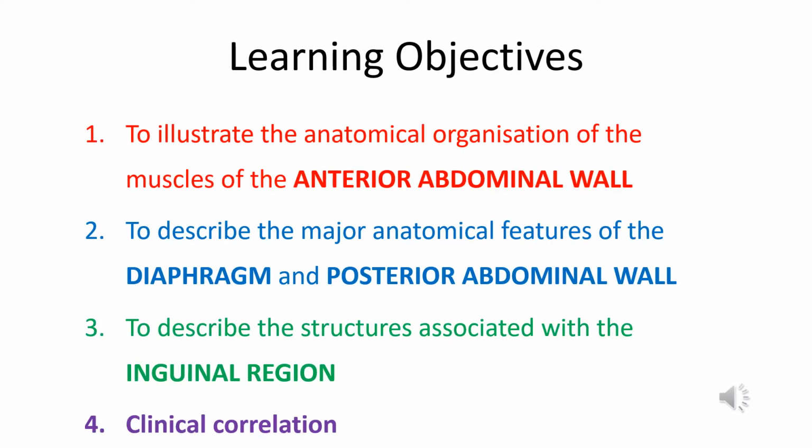In this lecture, I will explain about the anatomical organization of the abdominal walls, the major features of the diaphragm, and the structures associated with the inguinal region. I will also explain briefly regarding the clinical correlation of the anatomical structures.